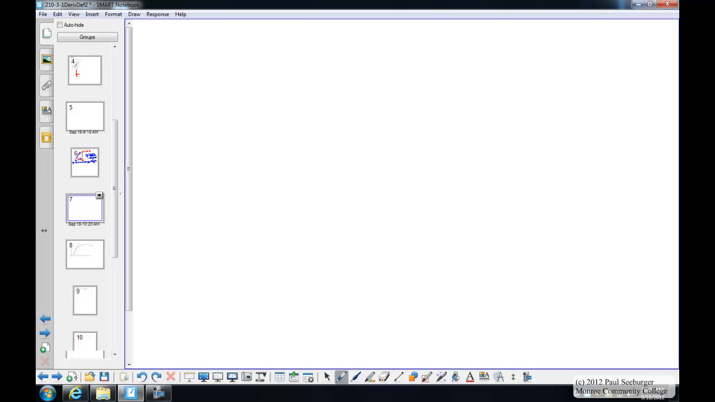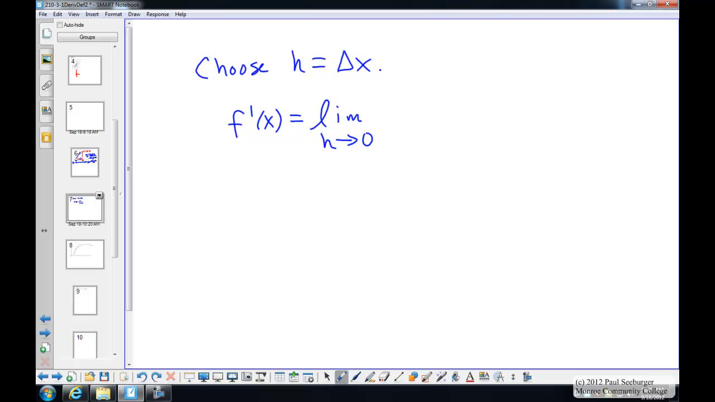Now, to make our life a little easier, we're going to choose to make h equal to delta x. This will allow us to write our limit definition of the derivative without two symbols each time we use the variable. We're just going to use an h there for our change in x, remembering that that's what it represents. And up here, it's going to be f of x plus h minus f of x over h.